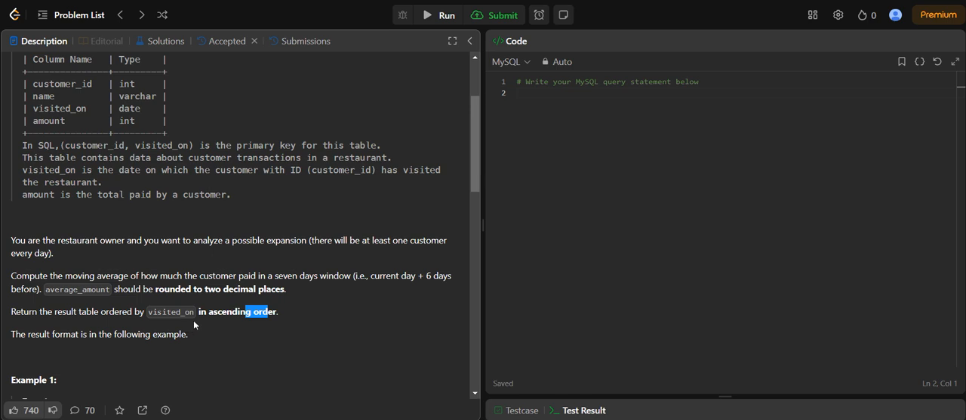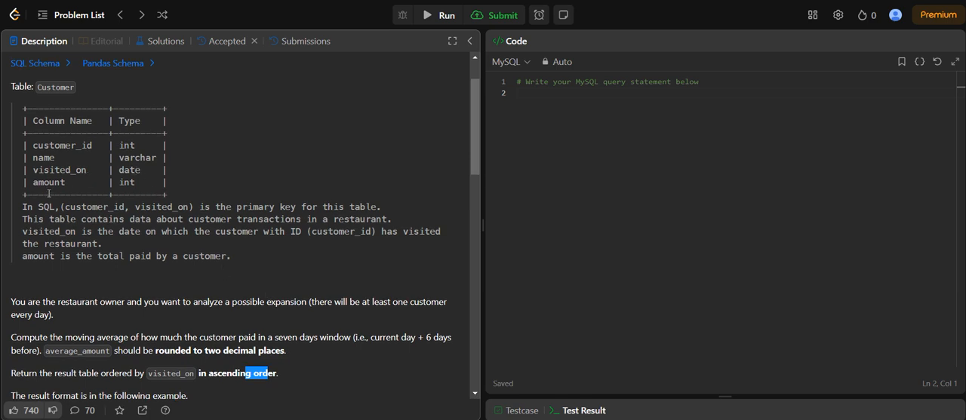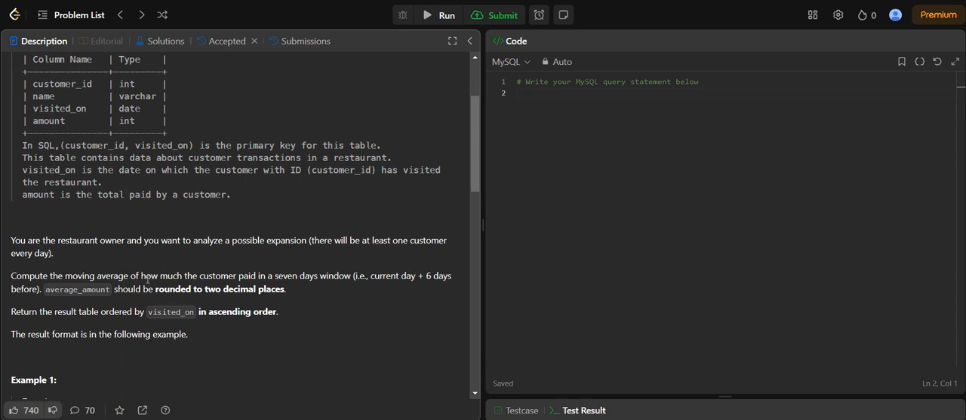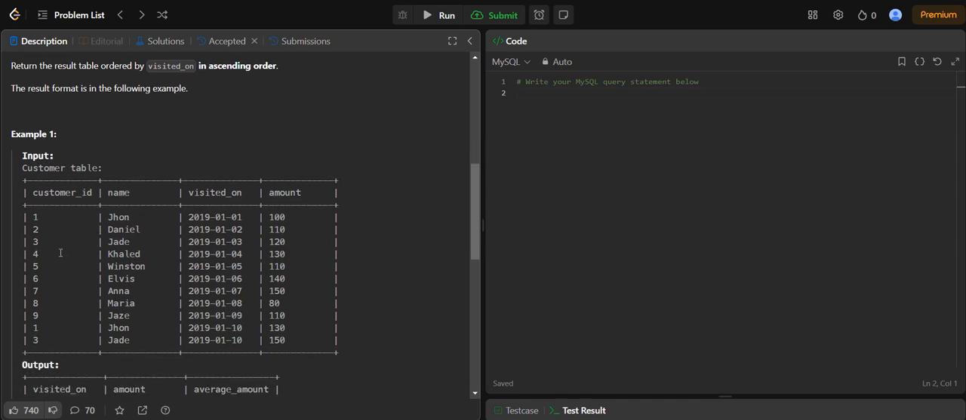So I have to do a moving average of 7 days of the amount, and not for each customer, but for all the customers. Let us understand this by an example.